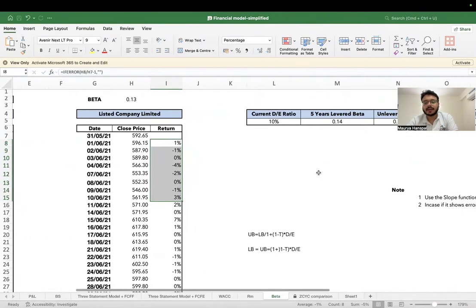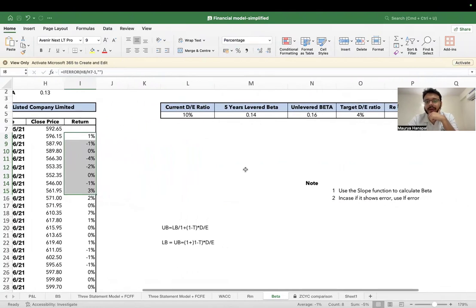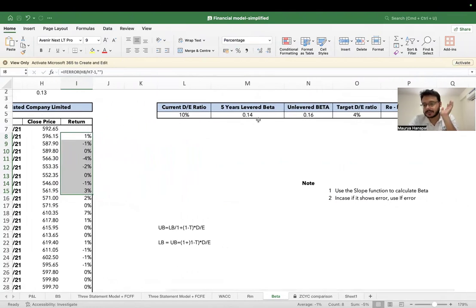I go back to the Excel file. Now here I have to calculate beta. Now ignore this D by E, ignore the unlevered levered beta. Here we are simply calculating a 5-year beta. And this beta is the levered beta.